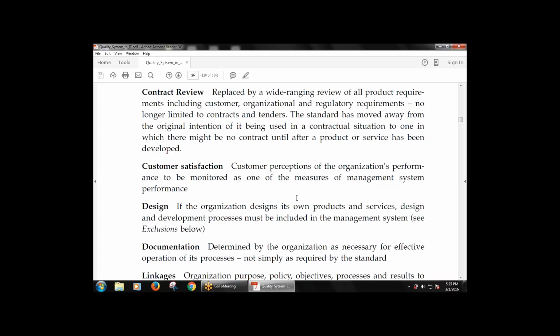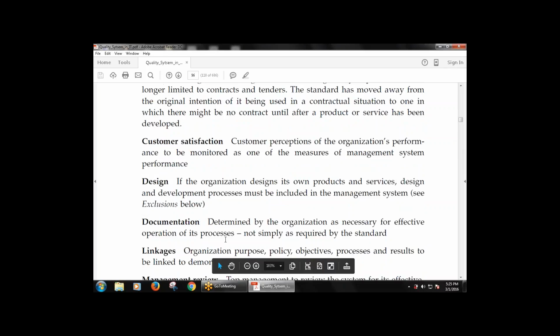Next is the documentation part. That means documentation is determined by the organization as necessary for the effective operation of the processes, not simply as required by the standard.